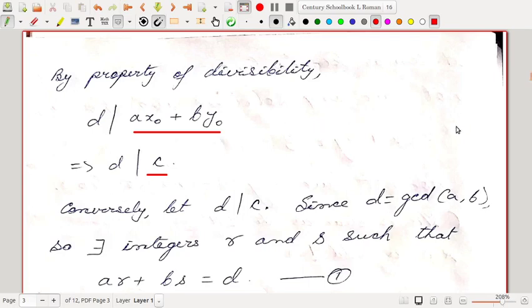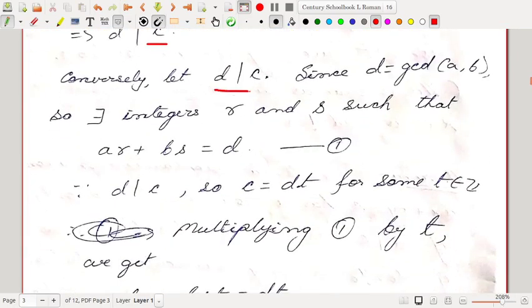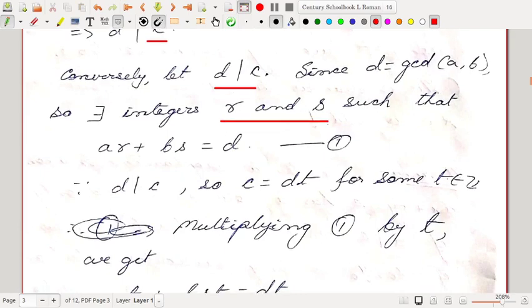Now there is another part, that if D divides C, then also we can find a solution. So the other part, the converse part. Conversely, let D divide C. Then since D is the GCD of A and B, there exist integers R and S such that AR plus BS equals D.